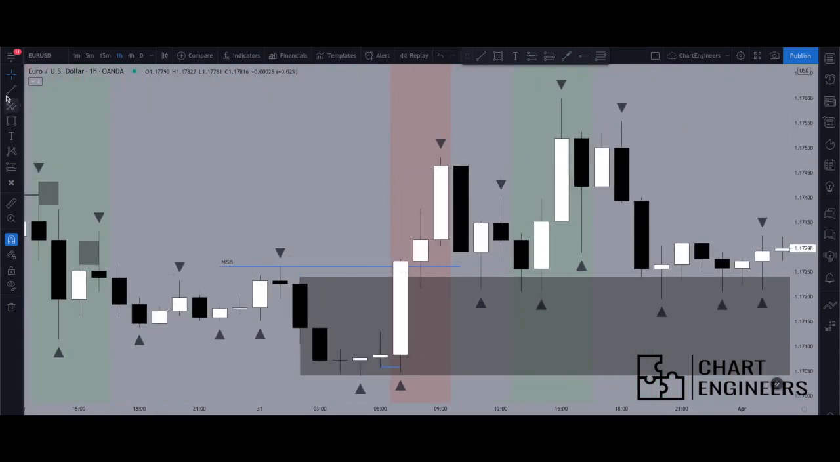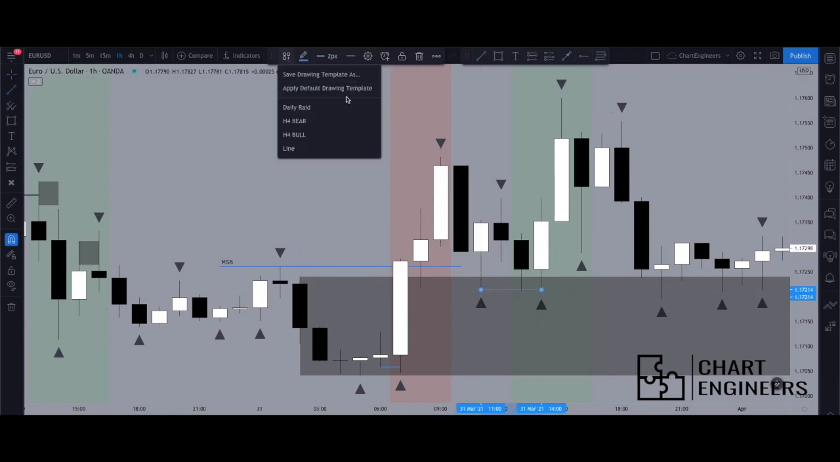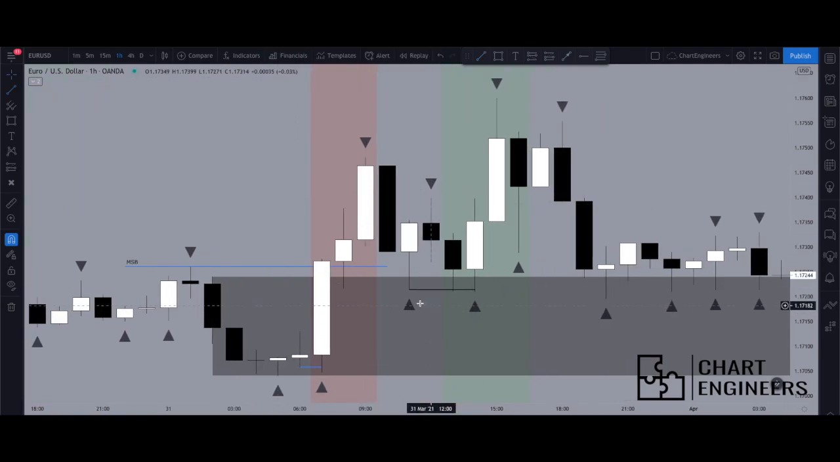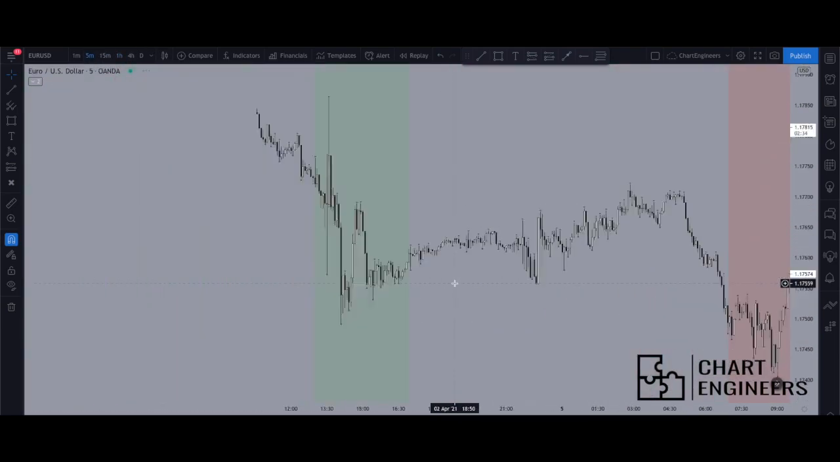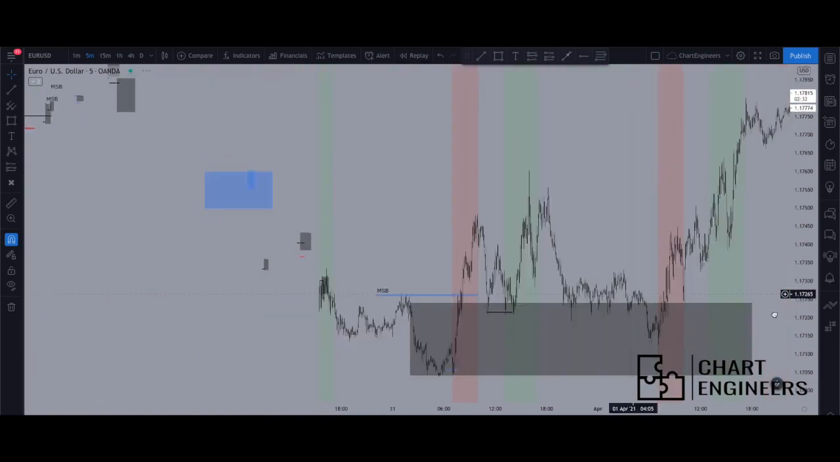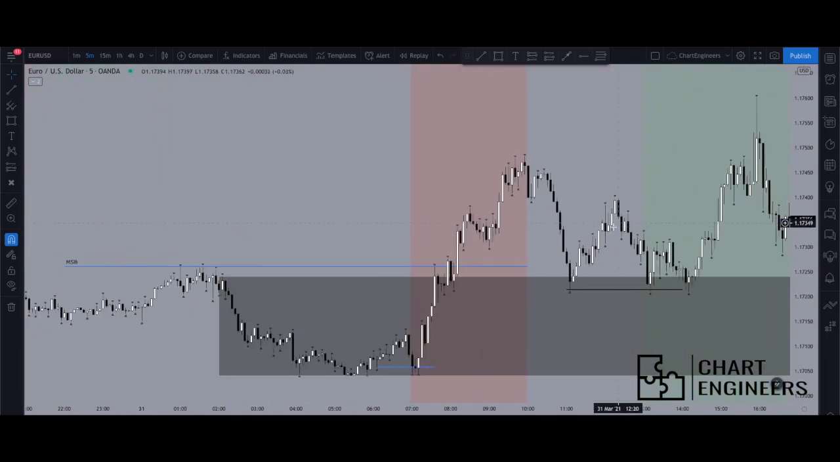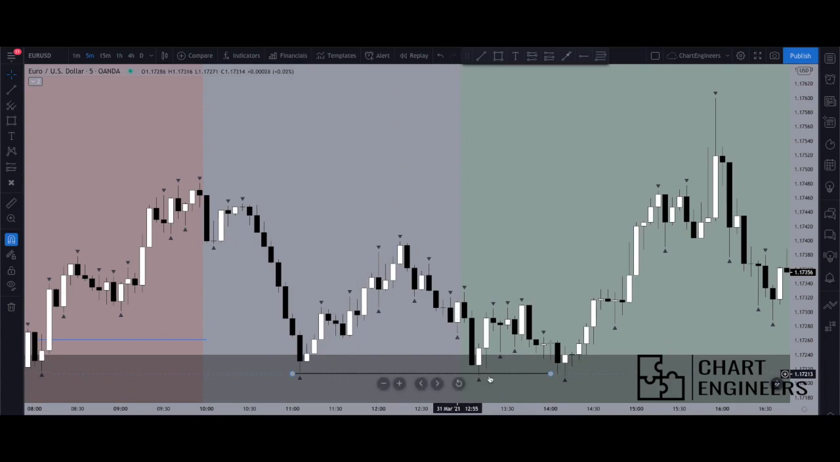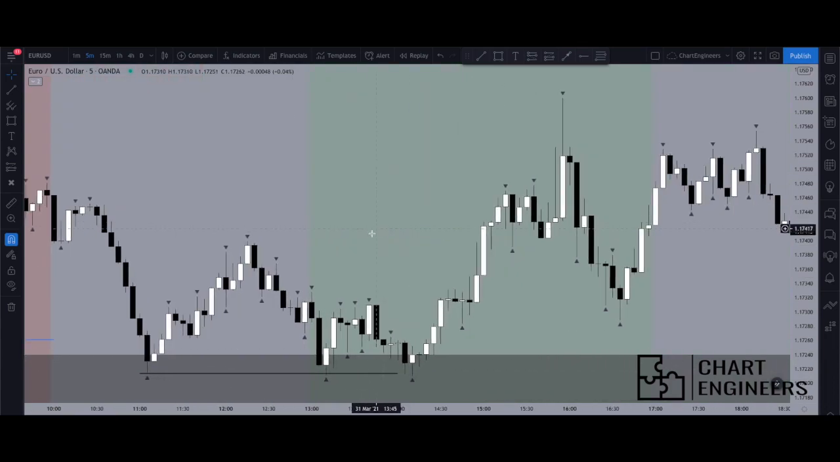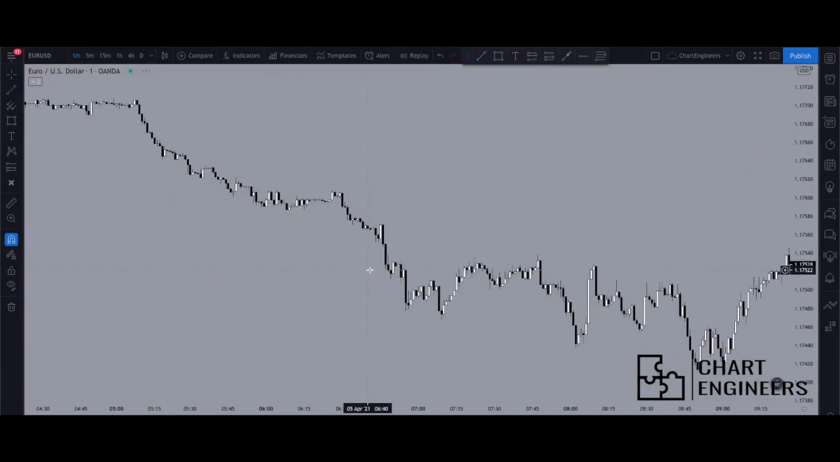so at 1 PM we actually get a liquidity raid. So H1 raid. Then you want to go to your 5-minute time frame, and you see that it is also an M5 raid, and we have another M5 raid here. So then go to your 1-minute time frame.